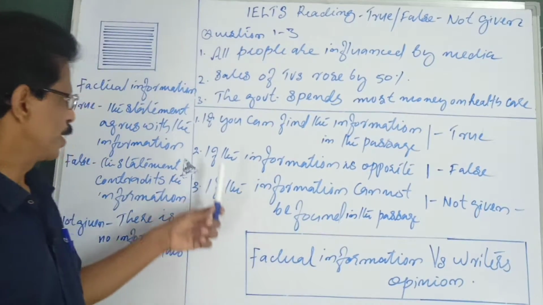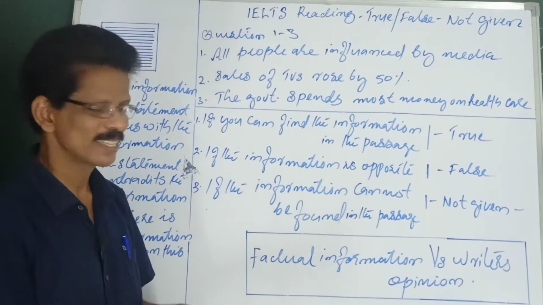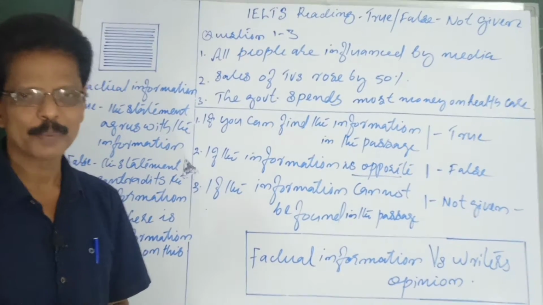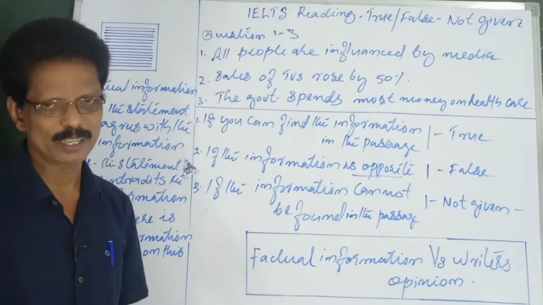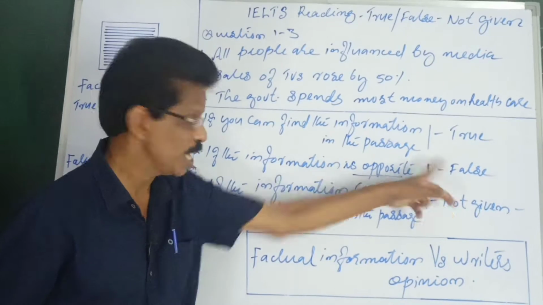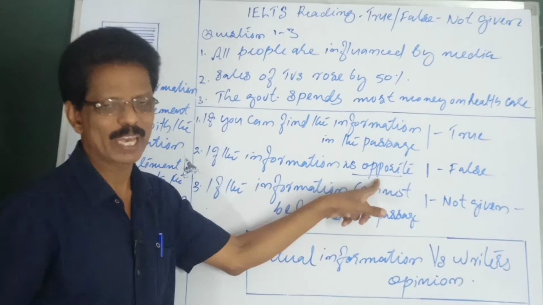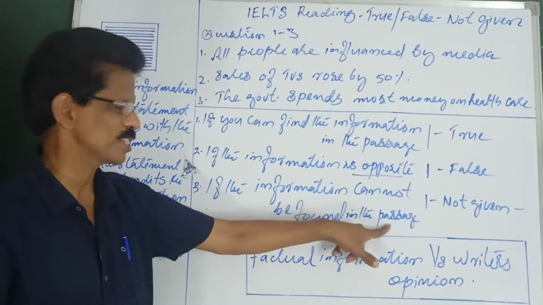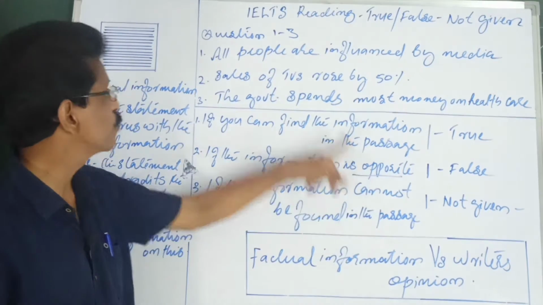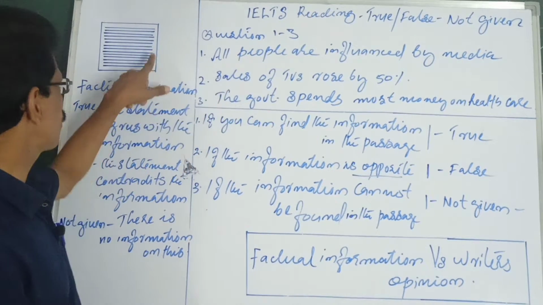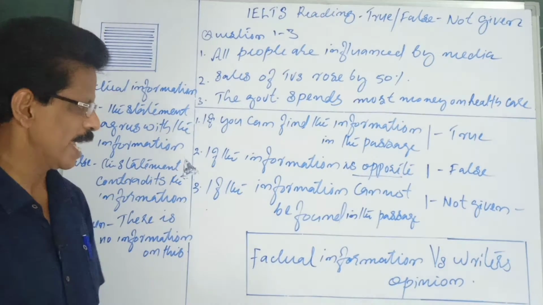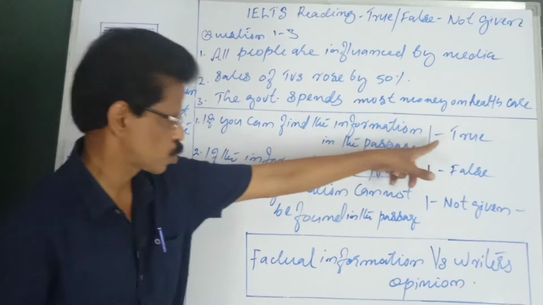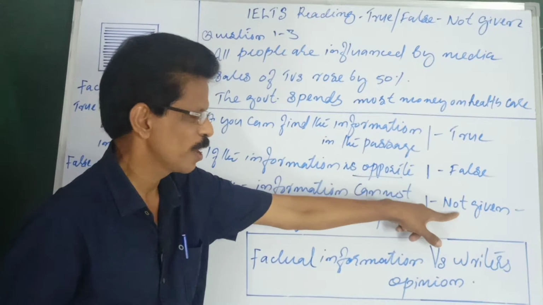true. If the information given is opposite to what is given in the passage, then your answer is false. If it is opposite, then your answer goes false. If the information cannot be found in the passage, third option: if the same information cannot be found in the passage, then you have to answer not given. So you have to answer either true or false or not given.